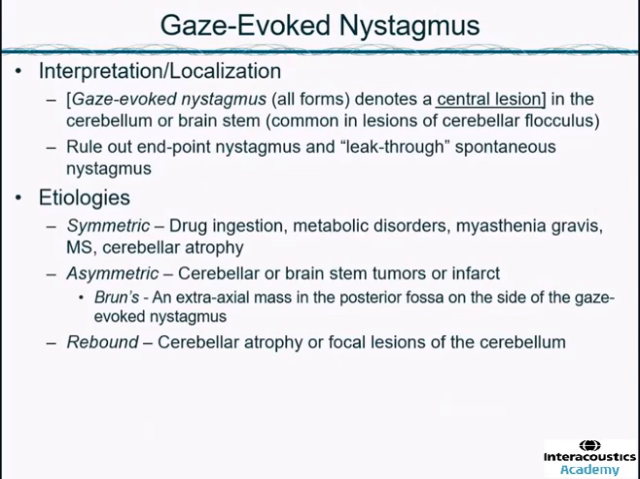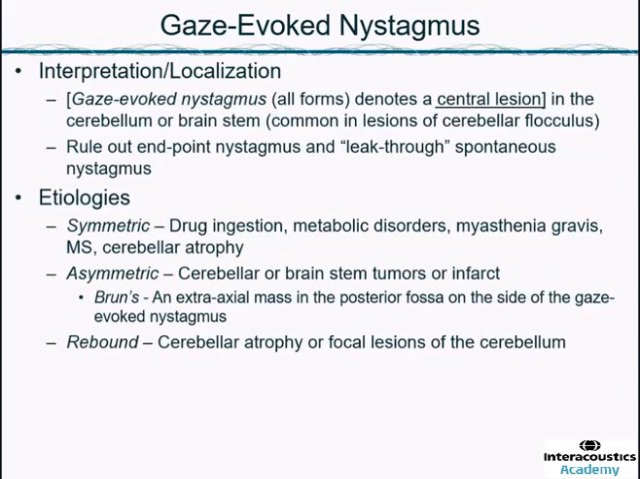So to interpret and to localize the gaze-evoked nystagmus, including the rebound nystagmus, all of these variations are a form of central lesion, localizing to the cerebellum and brainstem, and it's quite common in lesions of the cerebellar flocculus. The only thing you have to be careful about is that you do not misinterpret spontaneous nystagmus that follows Alexander's law, because you do see that in the absence of fixation in a single gaze position. And you should not misinterpret endpoint nystagmus as we discussed earlier.